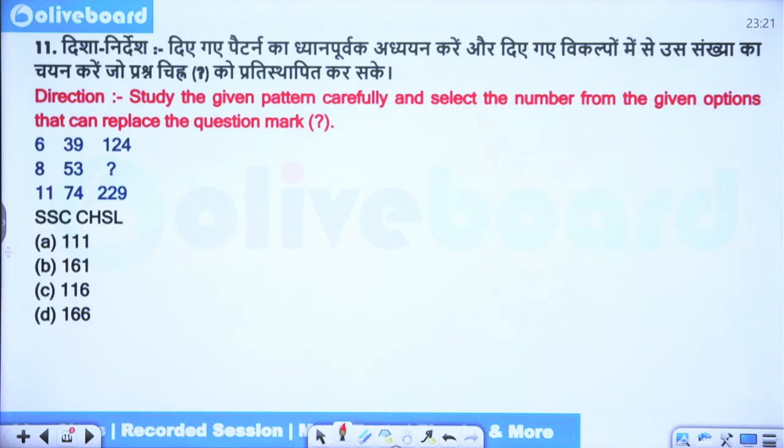6, 124. So 6, 39. 6 square plus 3. 64. No.